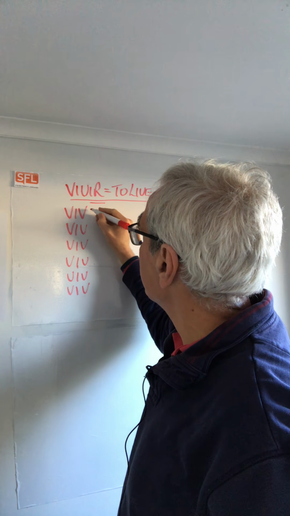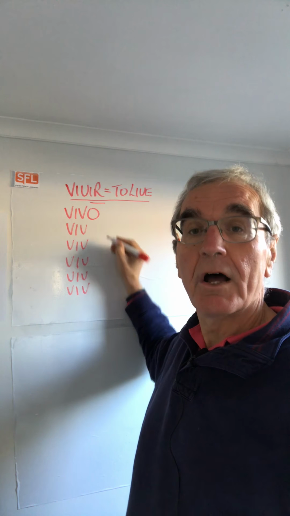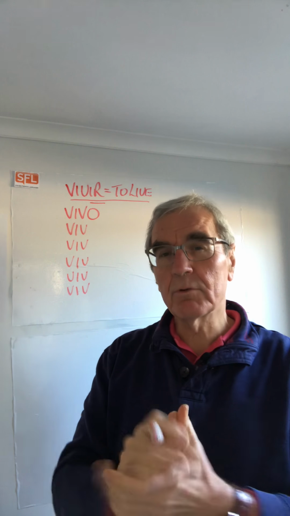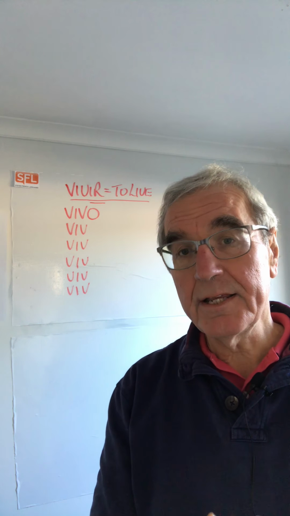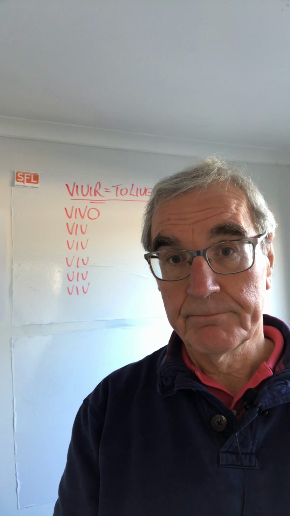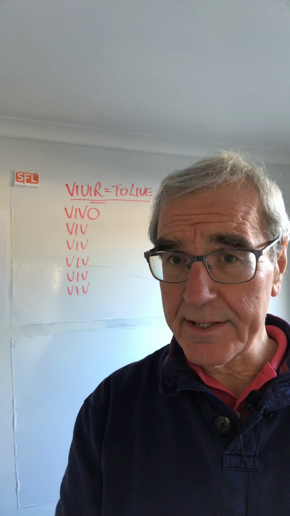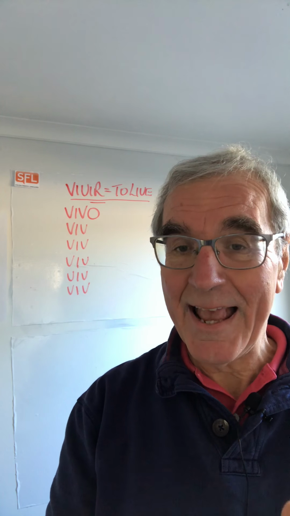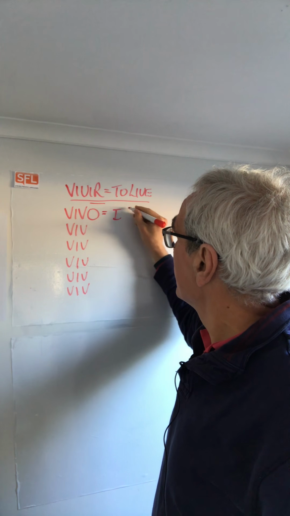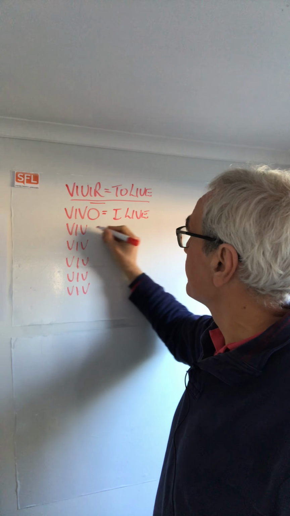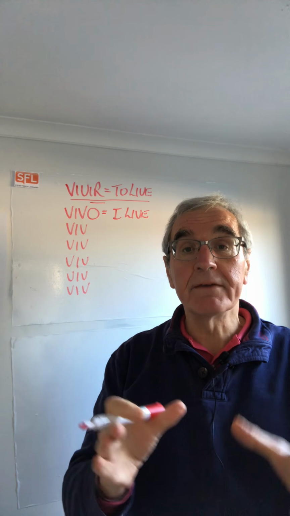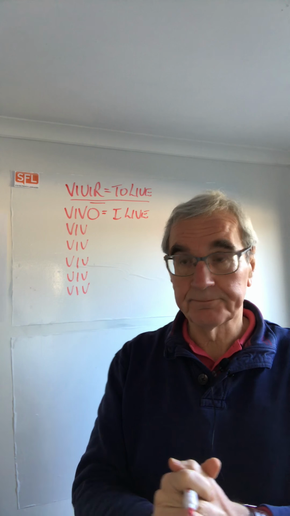So, I live is vivo. I've added an O on the end of the stem, vivo. Now, what I'd like you to do, might sound a little bit silly, but I want you to repeat what I've just said, vivo. Sorry, I didn't quite catch that. Could you say that again a bit louder? Vivo. Excellent. So we've got vivo, and that means I live.